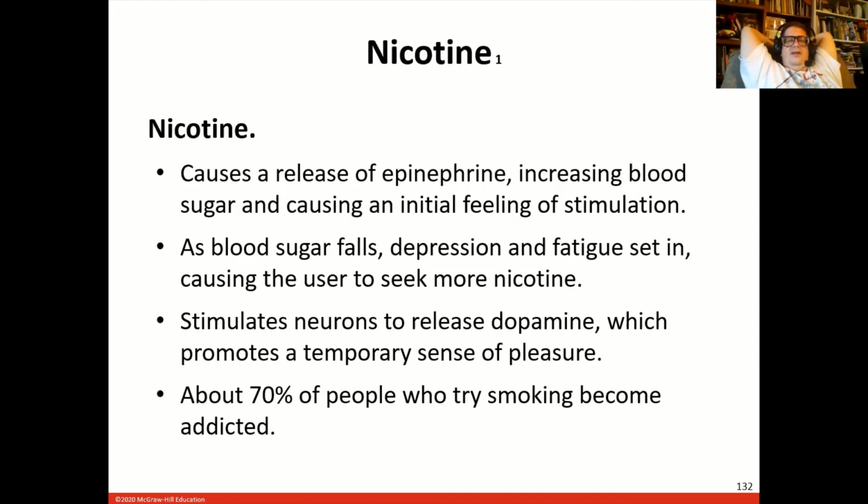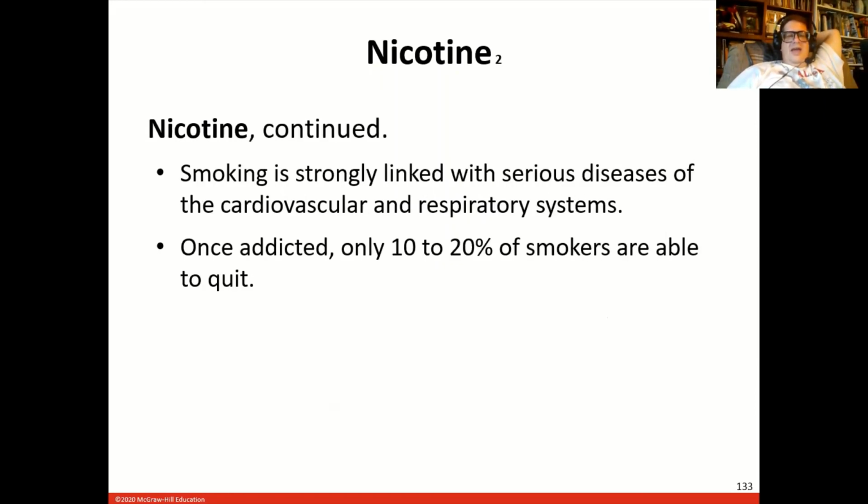The stimulated neurons will be releasing dopamine, which will give you a sense of pleasure. And it's a real sense of pleasure. That's why 70% of the people who try smoking get addicted, and only 10 to 20% of those people are able to stop. Smoking is a big factor in cardiovascular disease, respiratory disease.